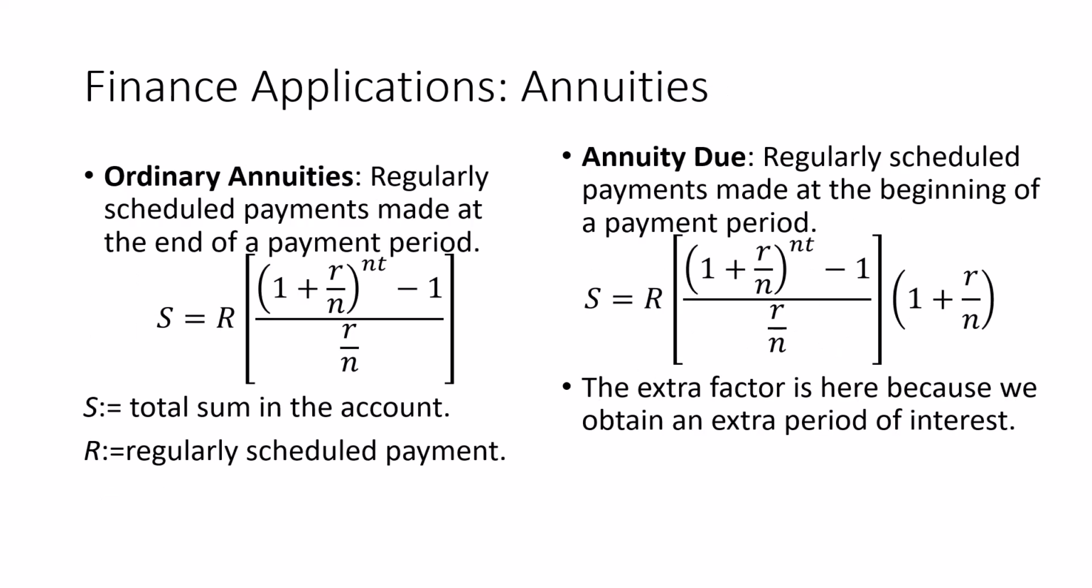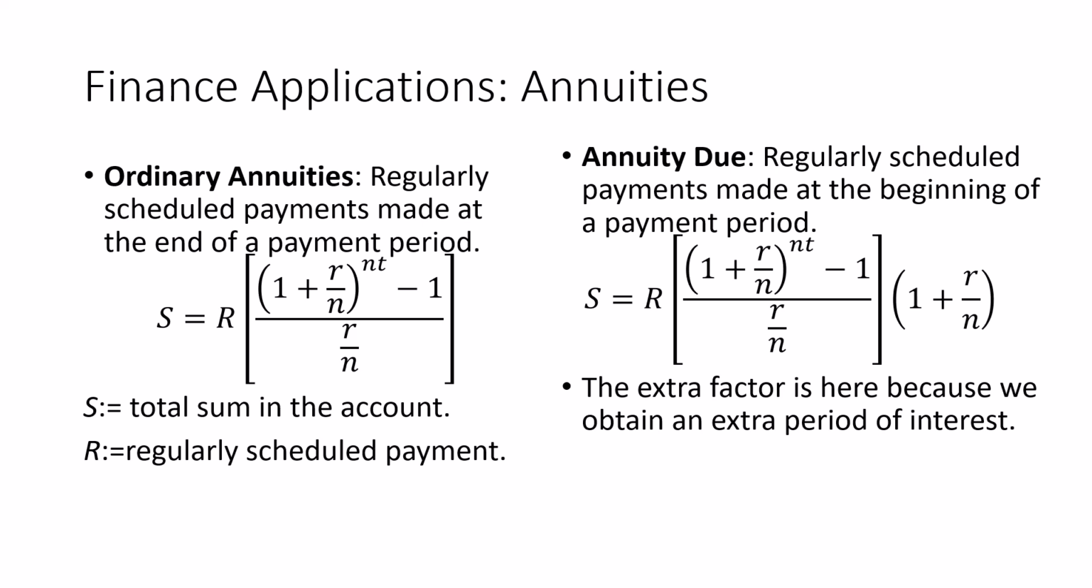Some other applications with exponential functions include annuities. Annuities are regularly scheduled payments. You can have a regularly scheduled payment made at the end of a period, and that is the ordinary annuity. So the formula for the ordinary annuity is capital S, which is the total sum in the account, equal to capital R, which is the regularly scheduled payment, the amount of money you're putting into this account regularly.